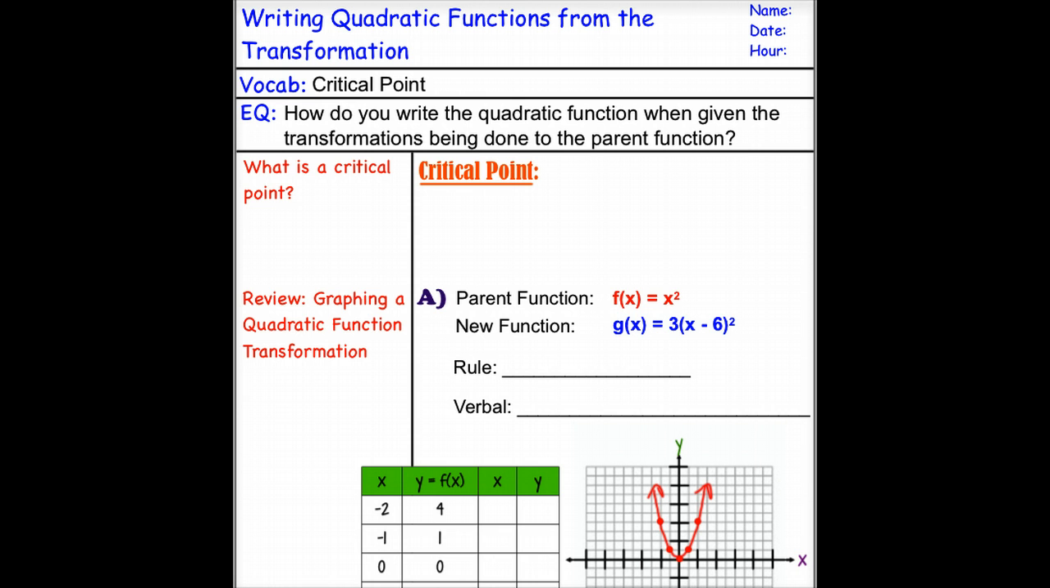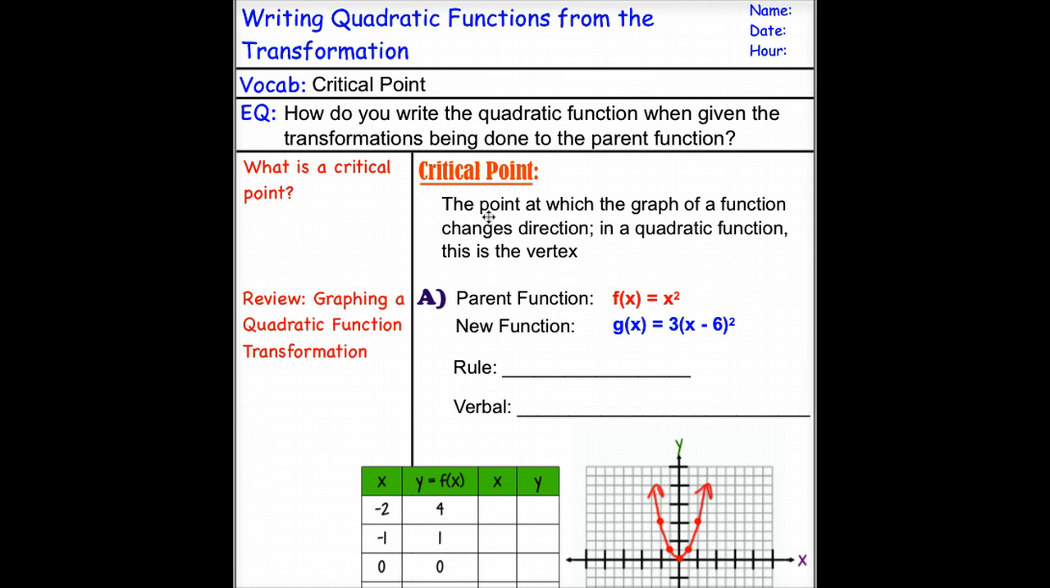So one of the things we're going to start talking about today is critical point. And I've used this term before, but we didn't hit up too hard on it. So let's refresh our memory on what a critical point is, which is the point at which a graph of a function changes direction. In a quadratic function, that will be the vertex of the parabola.